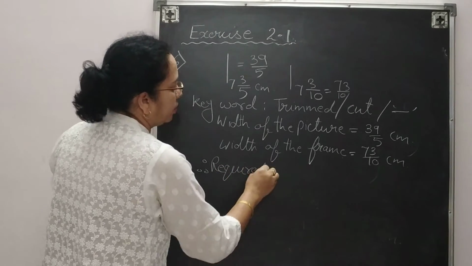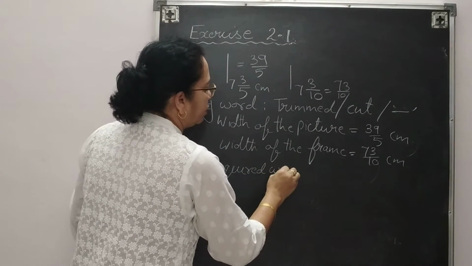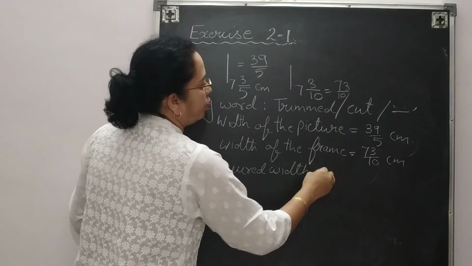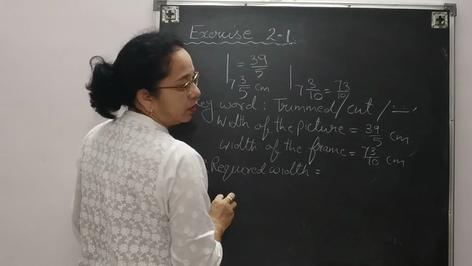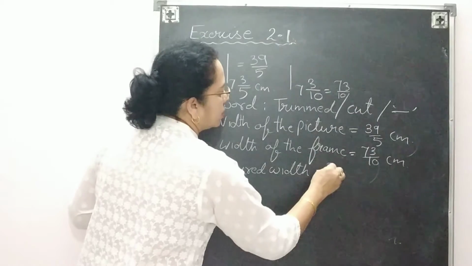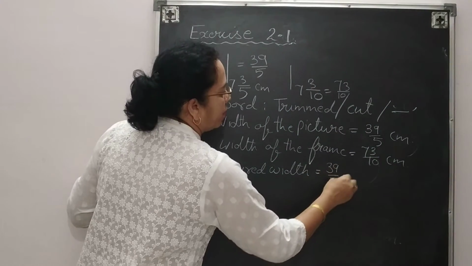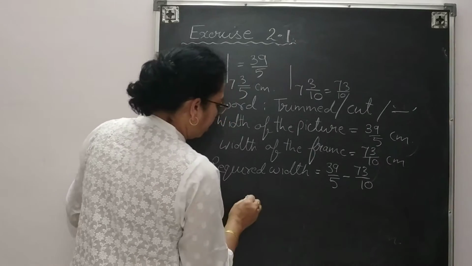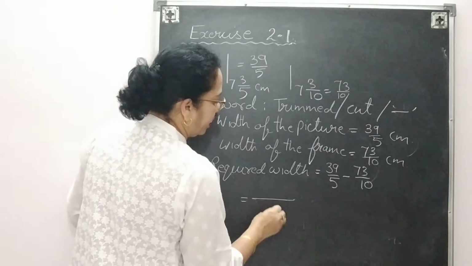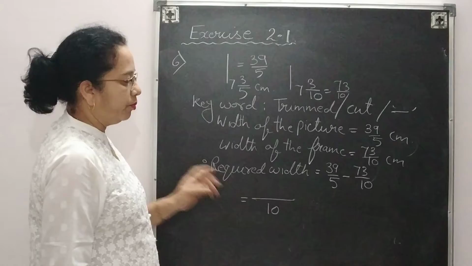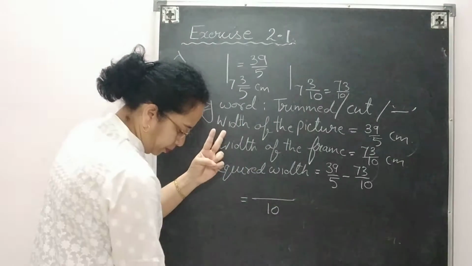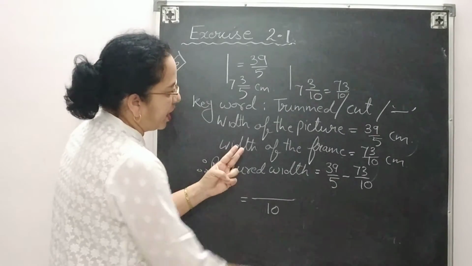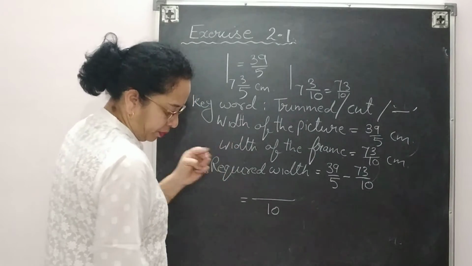And then therefore required width. We need to trim that. So required width means we will subtract. So which one will come first? Because the width of the picture is greater. So 39 upon 5 minus 73 upon 10. Again your denominators are different, so you will take LCM. Your LCM will be 10. 5 2s are 10. So we need to multiply this 39 2s are.